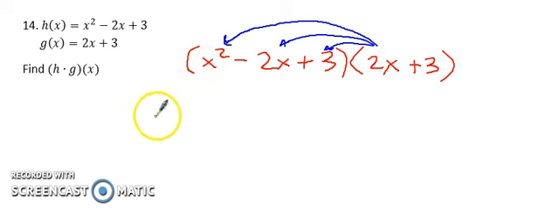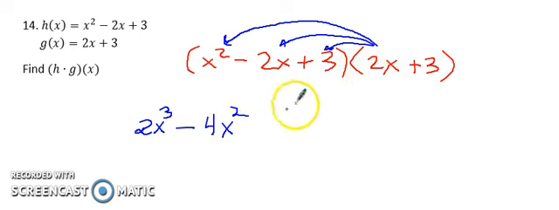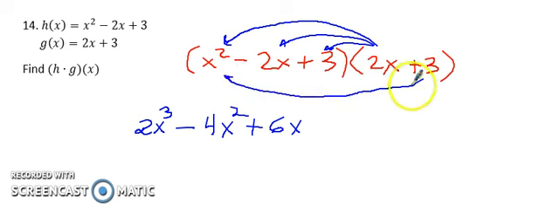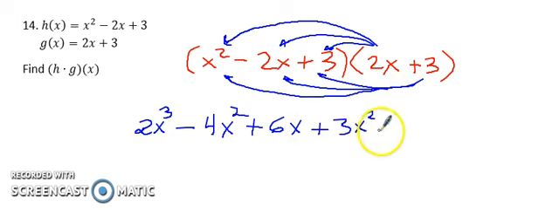So 2x times x squared, that gives us a 2x to the third. 2x times minus 2x is a minus 4x squared. 2x times 3 is a 6x. And then we're going to multiply the 3 times each term in the trinomial. So 3 times x squared is 3x squared. 3 times minus 2x is minus 6x. 3 times 3 is a 9.